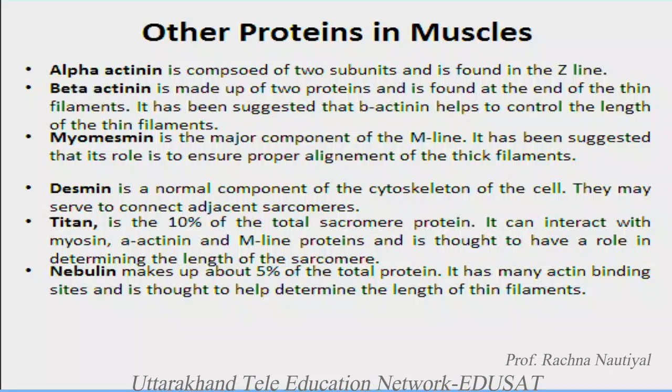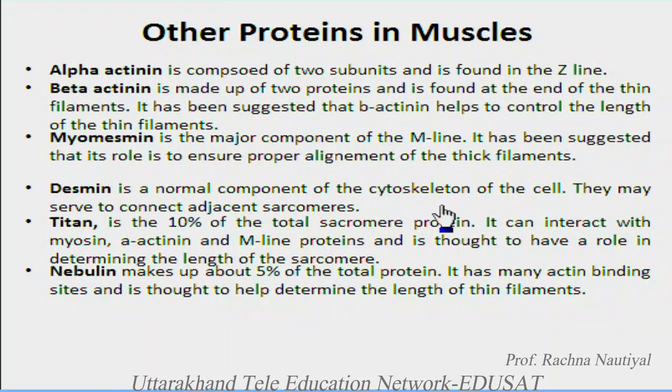These are the other proteins in muscles, which are actually in a very small concentration. But again, they are important for various purposes. Alpha-actinin is composed of 2 subunits and is found in the Z line. Beta-actinin is made up of 2 proteins and is found at the end of the thin filaments. It has been suggested that beta-actinin helps to control the length of the thin filaments. So again, beta-actinin is responsible for the length of the thin filaments.